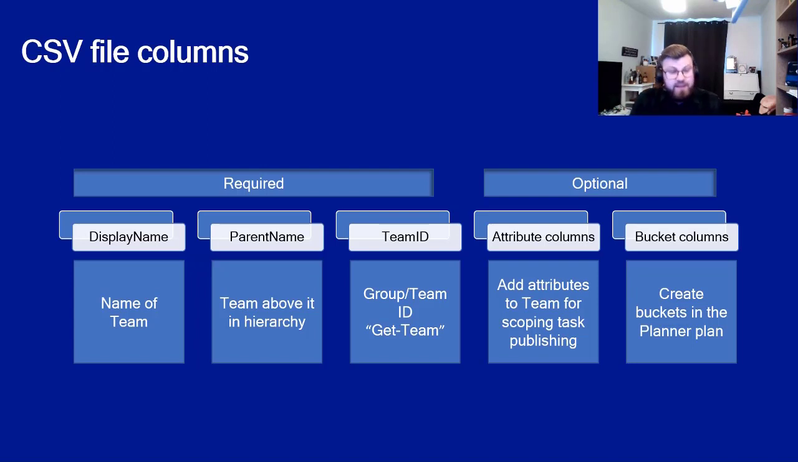The display name is the name of the team, the node you want to specify in the hierarchy. The parent name is basically the team above it. So then you build these relationships. Then you know what belongs where, what teams are under marketing, what's under the root node, so to speak. And the team ID is basically the group ID.